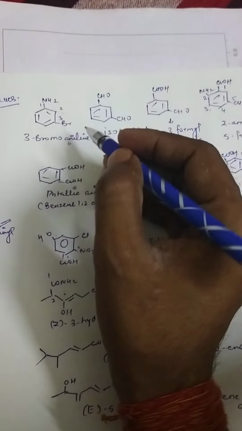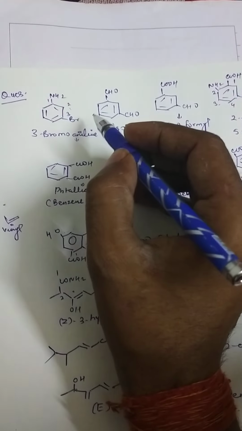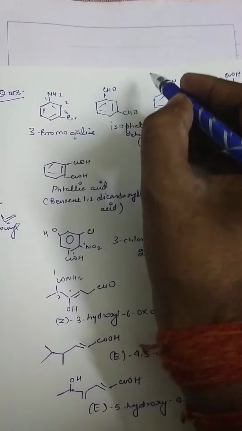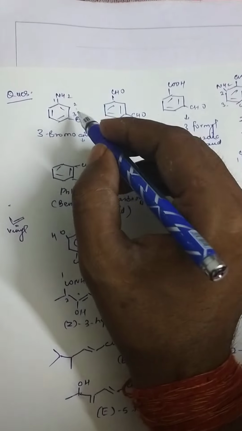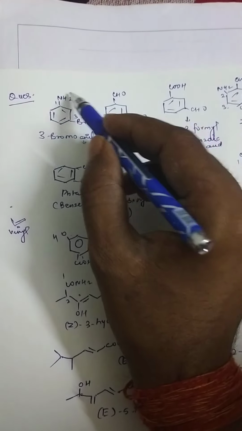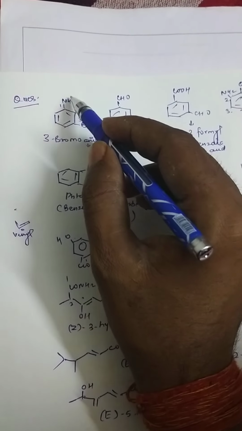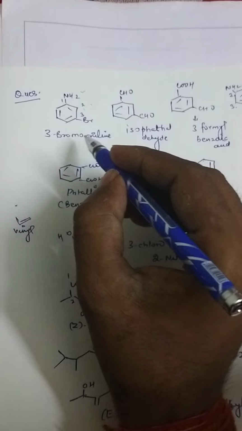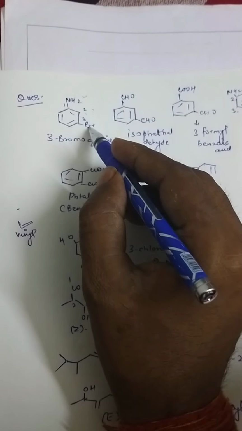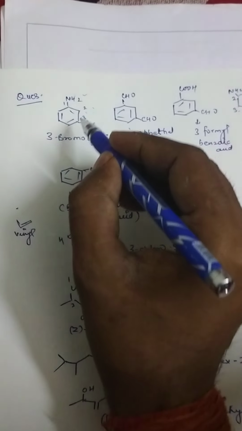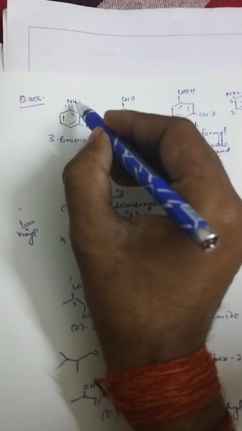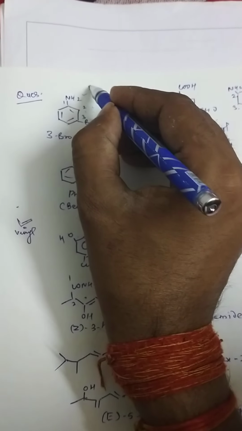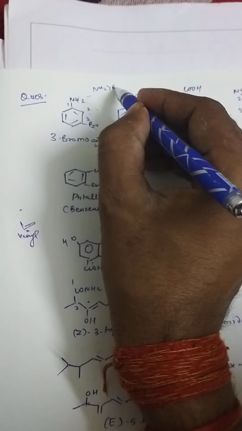So hello everyone, today we are going to discuss some important questions regarding the IUPAC nomenclature. It is the first molecule in which two groups are attached. This is the center benzene ring, and NH2 amine and bromine are attached. In alphabetical order, bromo comes first, but naming priority should be given to NH2, then bromo.